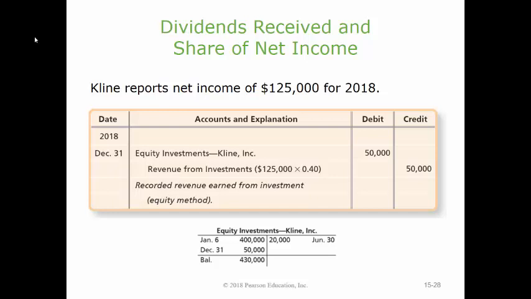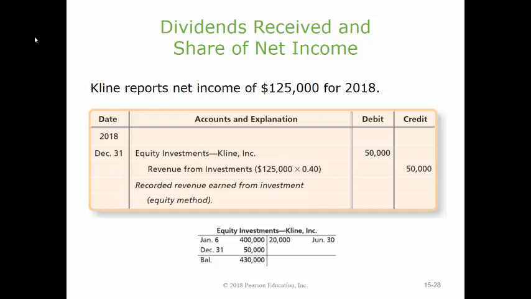So Klein is going to report net income of $120,000 for 2018. Well, we own 40% of Klein, which means 40% of that $125,000 of net income they had should be ours. That's $50,000. Well, if they just increased their value and we are entitled to 40% of that value, we should be increasing the value of our investment by that same $50,000. So we're going to debit equity investments to Klein Incorporated for $50,000, and we're going to record this as revenue from investments, or investment revenue, if you will, for that same $50,000.